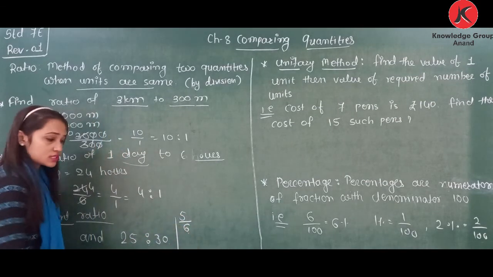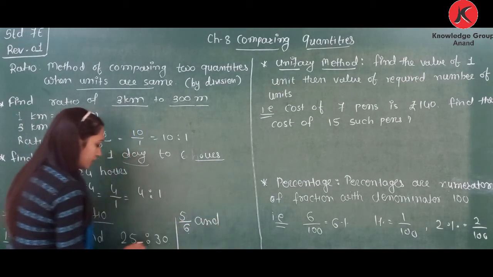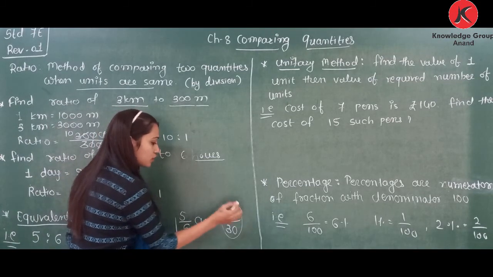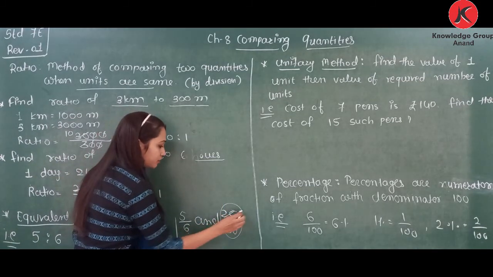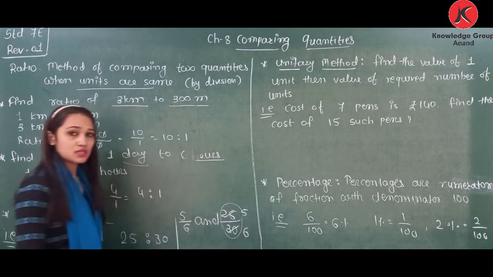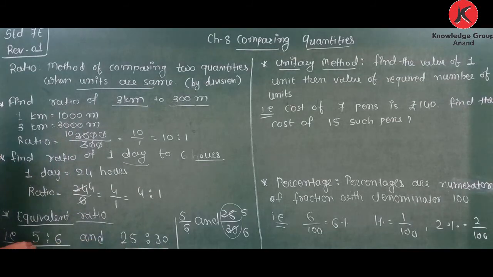5 by 6 and here 25 by 30. So if you cut the common factor for this, 5 5s are 25, 5 6s are 30. So it is again 5 by 6. So these two ratios are called equivalent ratios. Equivalent ratio means they are the same ratio.